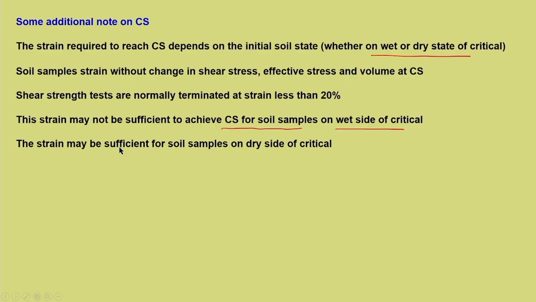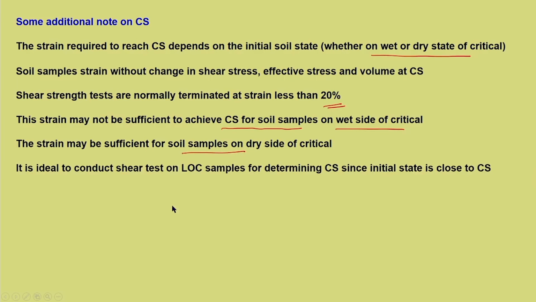Whereas in the case of OC state, with shearing there is dilation. So it is a progressive softening that is happening, where soil particles are disintegrated or separated from each other. So here reaching critical state is fairly easy. The strain of whatever 20% we discussed may be sufficient for soil samples on the dry side. Dry side means nothing but the heavily over consolidated state.